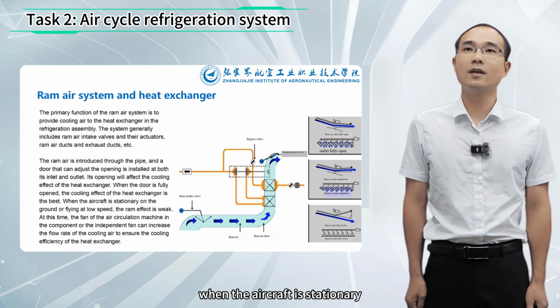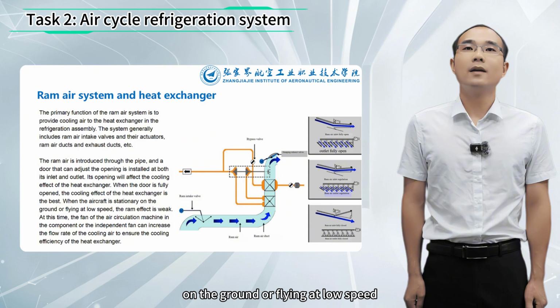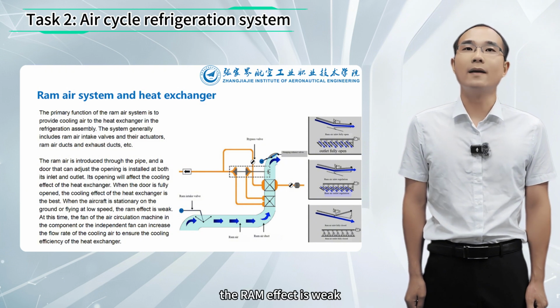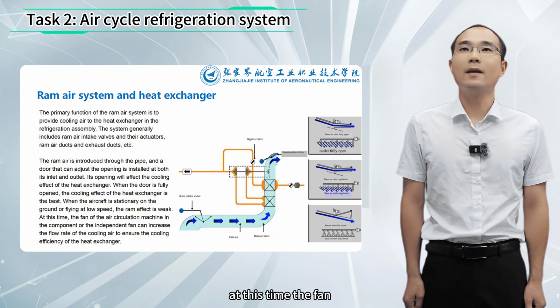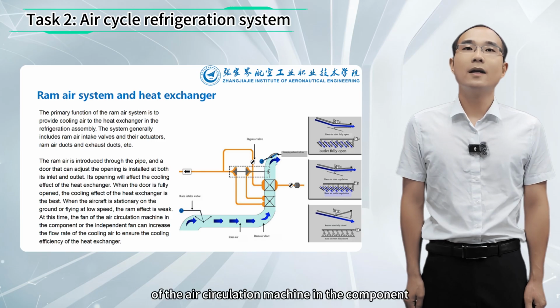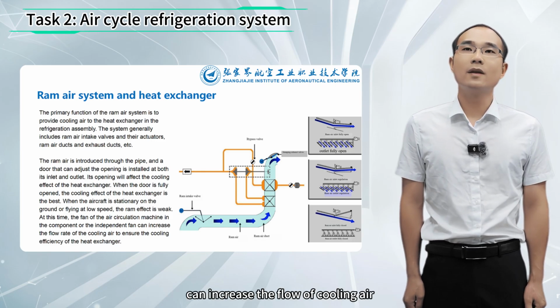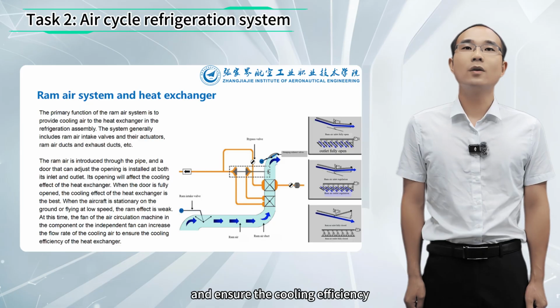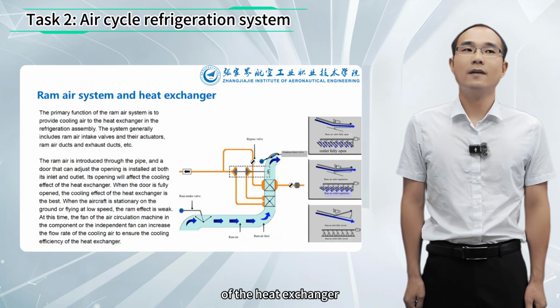When the aircraft is stationary on the ground or flying at low speed, the ram effect is weak. At this time, the fan or independent fan of the air circulation machine in the component can increase the flow of cooling air and ensure the cooling efficiency of the heat exchanger.